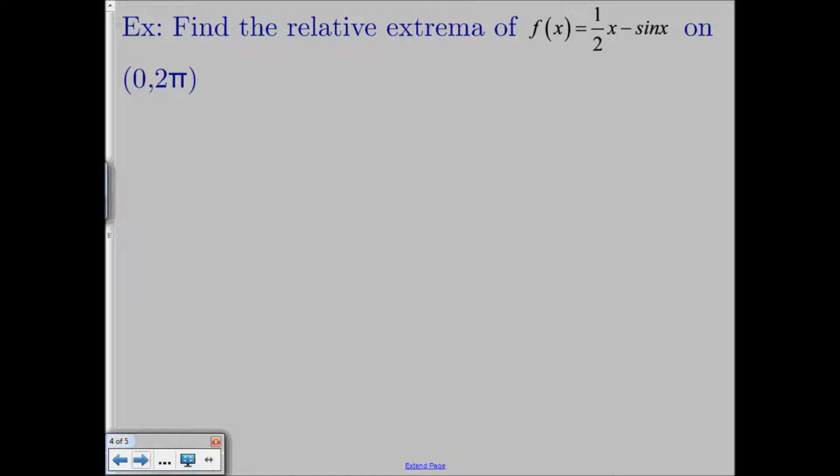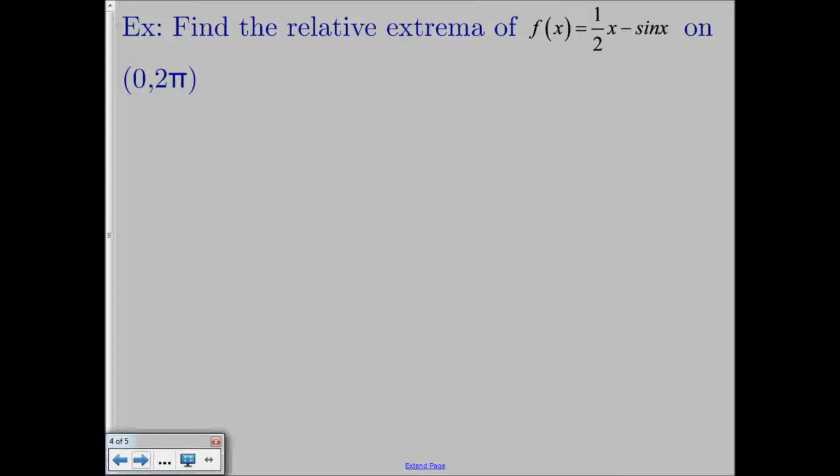Let's pull some trig in here. Let's find the relative extrema of f of x equals 1/2 x minus the sine of x on the interval from 0 to 2 pi. From all the homework you've done and what you've seen in class, you probably realize now that whenever trig gets involved, we usually just look at it over an interval since trig functions are periodic and repeat themselves. So there's usually an infinite number of solutions.